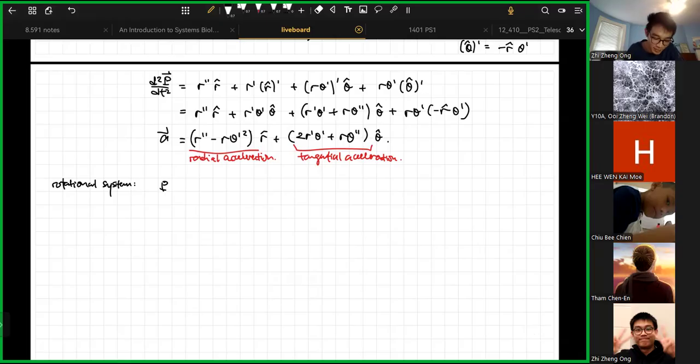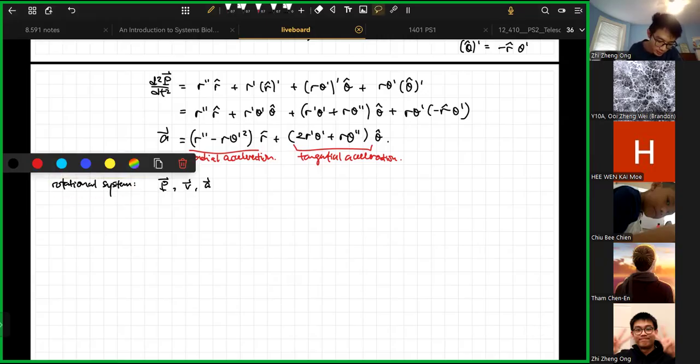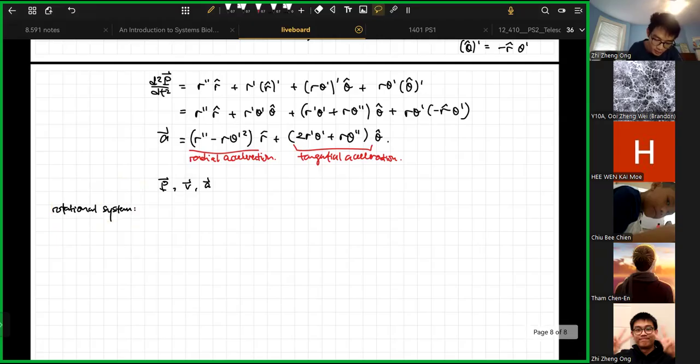So you have a position vector, you have a velocity vector, and acceleration. In the linear case, in the rotational world, we have a similar thing. We have theta as a vector now. Remember theta, something that might be new to people is that theta is a vector.